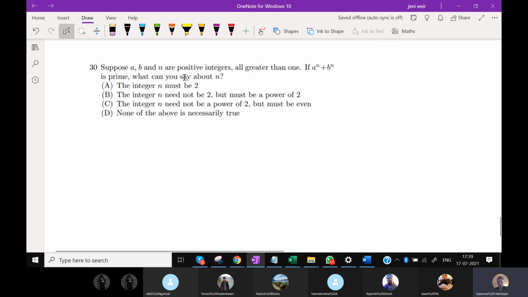Suppose a, b, and n are positive integers, all greater than 1. If a to the power n plus b to the power n is prime, what can you say about n? Now, the best way to solve these kinds of problems, as I told you before also, is to take values. Then it will become clear to you what should be the choice. So I will take values as per the given condition.